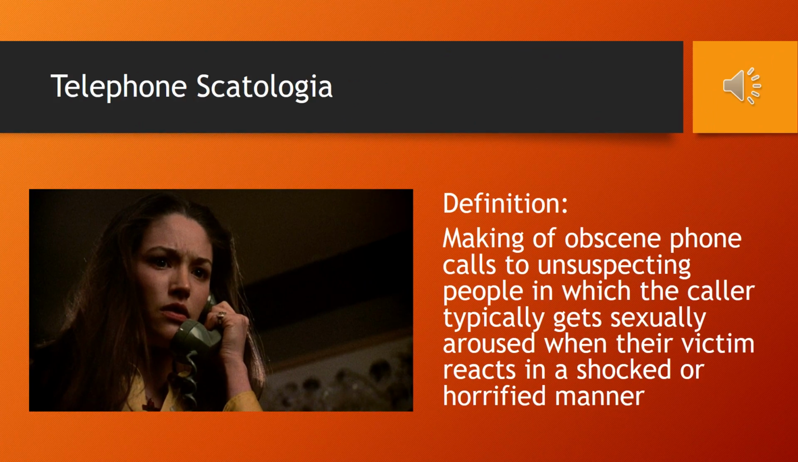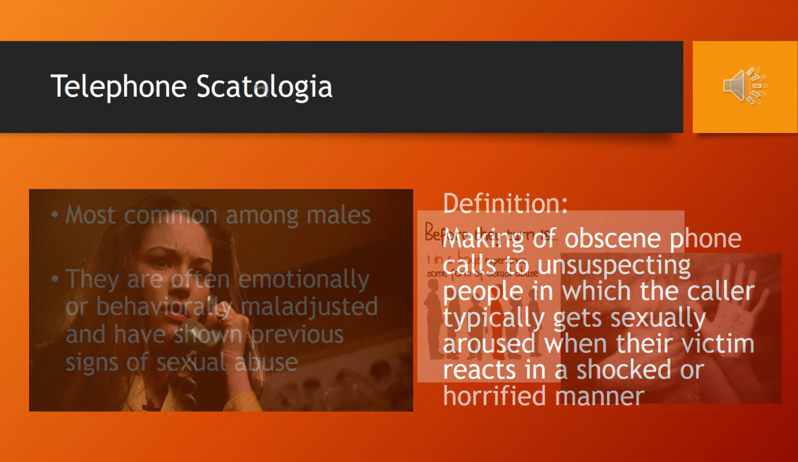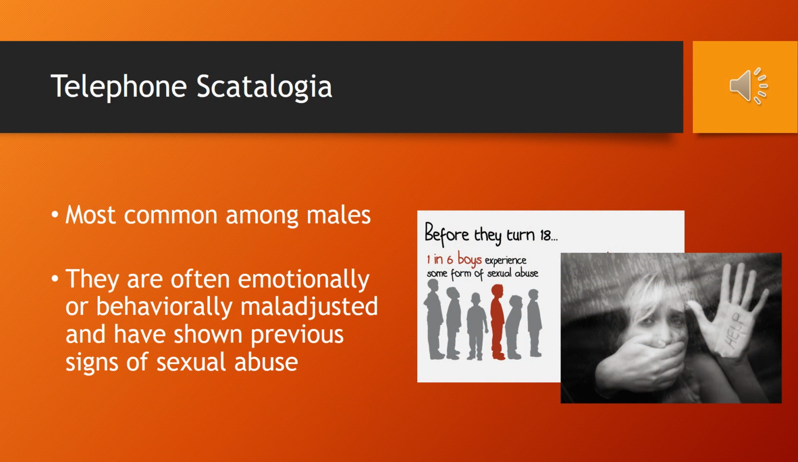The last type of paraphilia not otherwise specified is telephone scatologia, which is the making of obscene phone calls to unsuspecting people in which the caller typically gets sexually aroused when their victim reacts in a shocked or horrified manner. This behavior is most common among males, although it can occur with females as well. They are oftentimes emotionally or behaviorally maladjusted and have shown previous signs of sexual abuse.